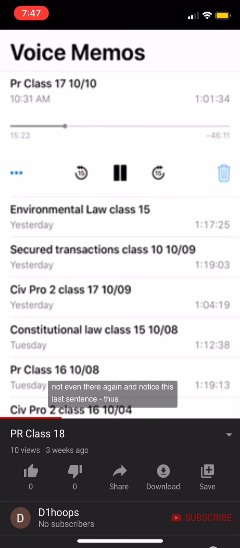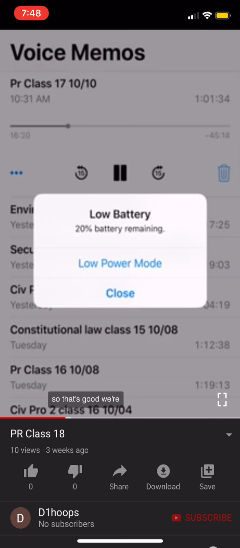And notice this last sentence too. Thus, although a lawyer should resolve doubts about the veracity of testimony or other evidence in favor of the client, the lawyer cannot ignore an obvious falsehood. We're not there yet. So at this point in time, we can resolve doubts in favor of our client and keep investigating. We want corroboration. So that's good. We're still in the preliminary stages. We're having this conversation. We are still investigating.